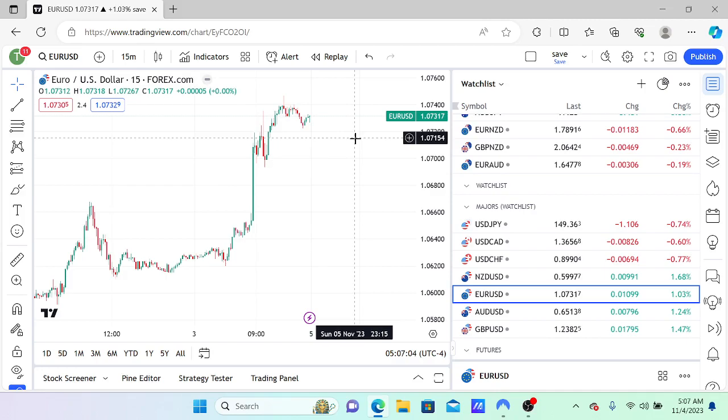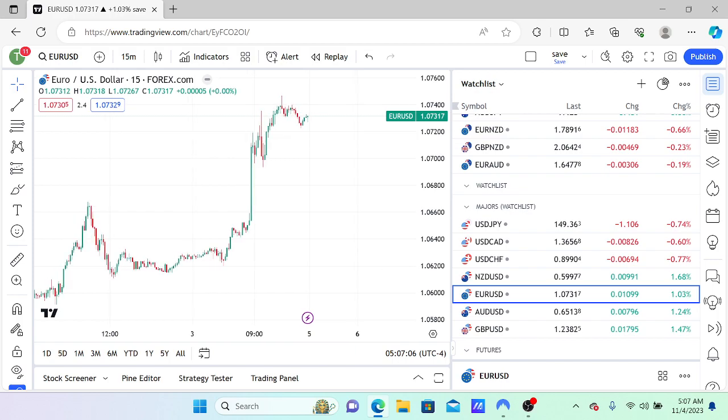So what is power of three? Power of three is a popular ICT trading methodology. And what the three stands for is accumulation, manipulation, distribution.